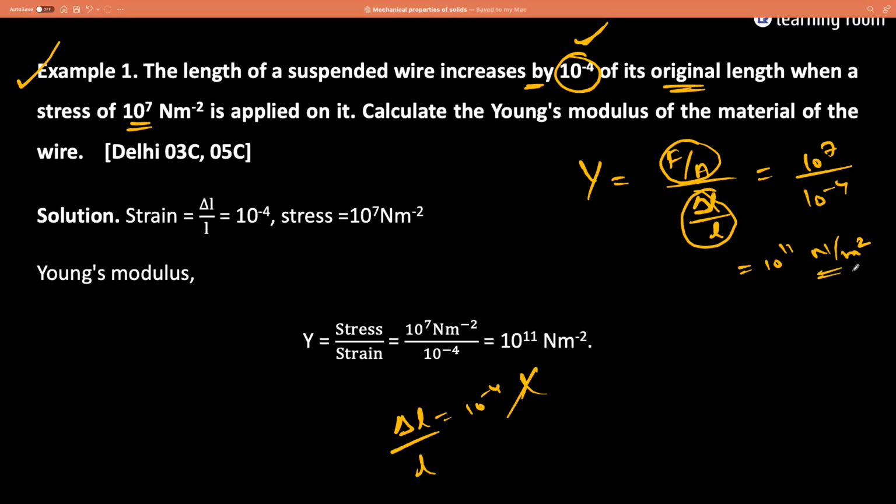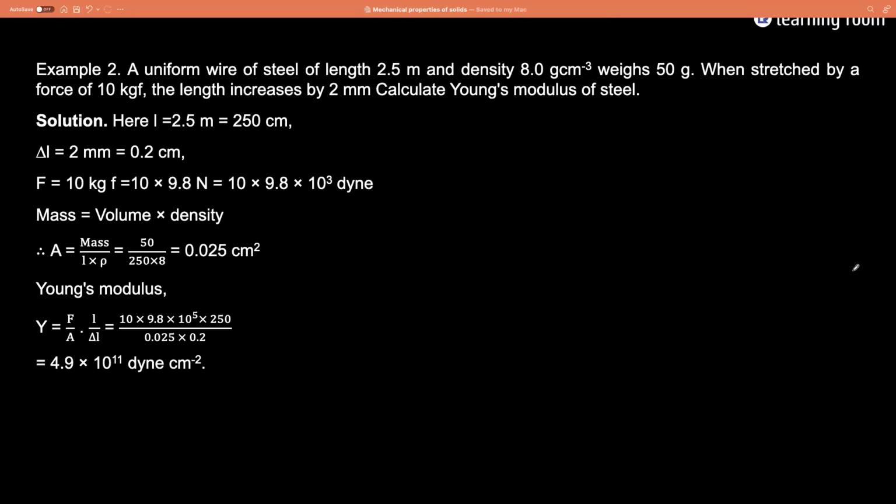Right. Next. Second, there is a wire which is made up of steel and it is of length 2.5 meter and density of 8 gram per centimeter cube. It weighs 50 gram. When stretched by a force of 10 kilogram force, the length increases by 2 millimeter. Calculate the Young's modulus of the steel. So take the data properly.